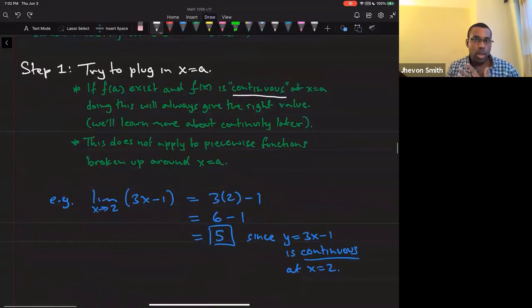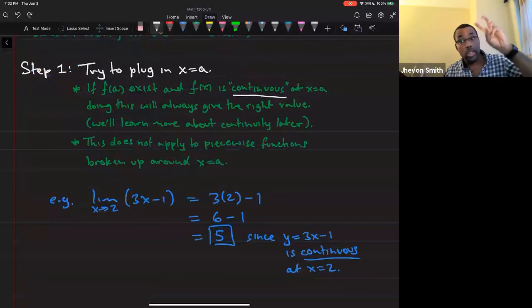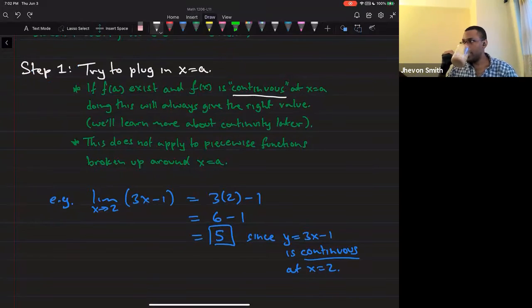So step 1, the plugging in idea, really that works when a function is continuous. But chances are, if I give it to you and it's not a piecewise function, you're going to have that being true anyway. So it's almost safe to say that you should try to do this, but technically you can only do this when the function is continuous. All right.